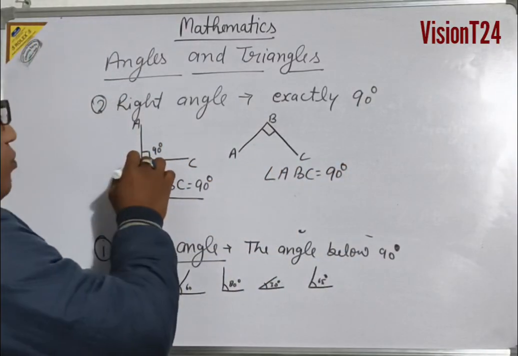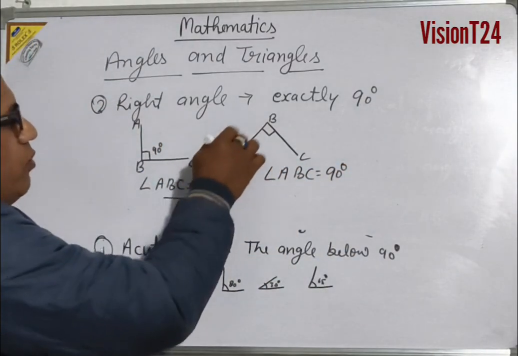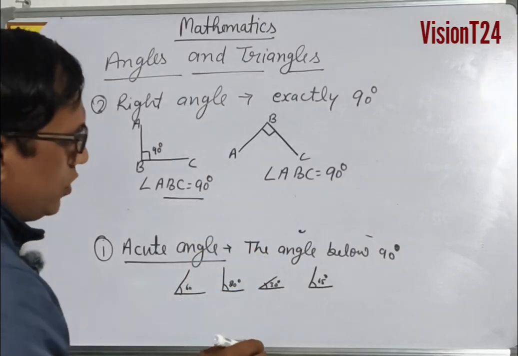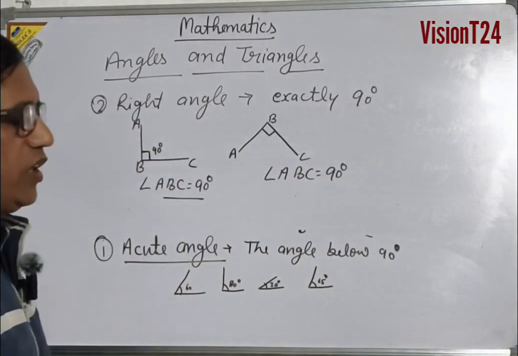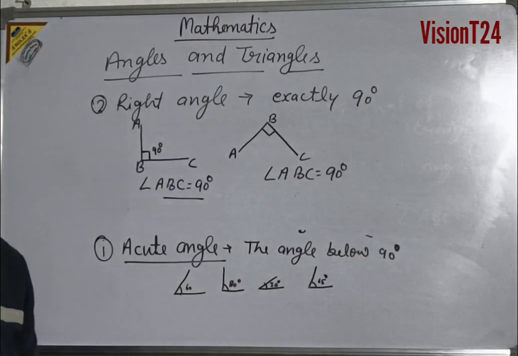It does not need कि आप base line पे बना रहे हो. It can be inverted also. But this sign will show that the angle is 90 degree. And 90 degree angle is called right angle, class.